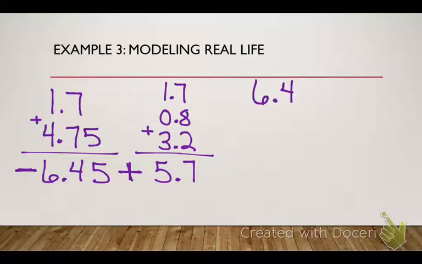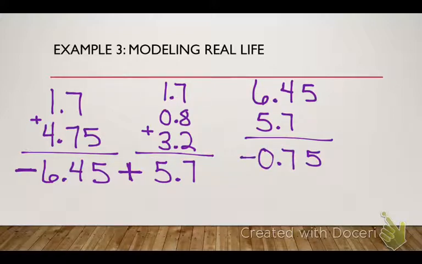Negative 6.45. Okay, 6.45. We're just worrying about absolute values. And then 5.7. When we subtract them, go ahead and subtract them, and you decide, is my answer positive or negative? Okay, it's going to be 0.75 in the negative, but how much money is that? How much money is $0.75 million?